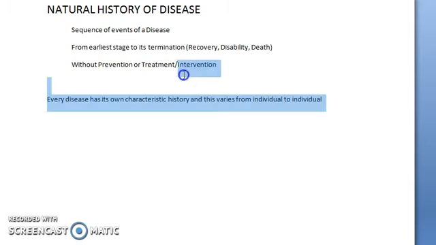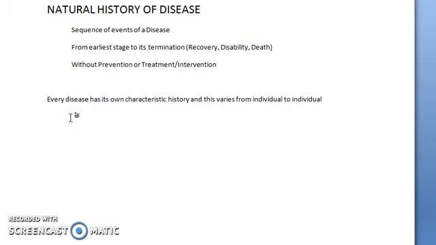Now coming to this, they can ask you what are the phases of natural history of disease. In that you have only two phases, pre-pathogenesis and pathogenic phase. Only two phases, nothing to worry. Pre-pathogenic phase and pathogenic phase. What happens in the pre-pathogenic phase? Let's look at that now.